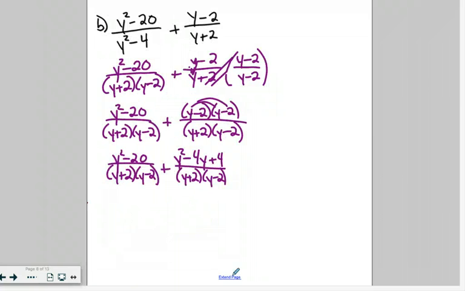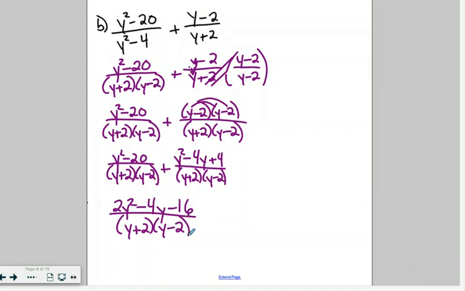Let's combine our like terms. So y squared plus y squared is going to be 2y squared. There's no y's in this first one, so the negative 4y will stay. Negative 20 plus positive 4 is negative 16. That's all over y plus 2 times y minus 2.